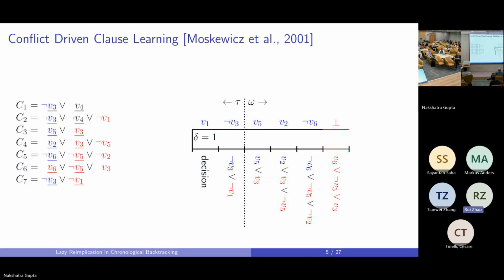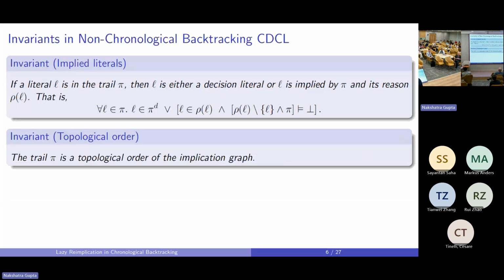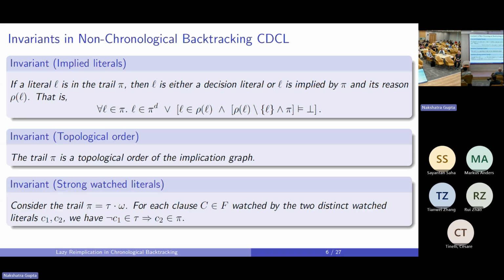Now, there are a few invariants that hold in SAT solvers, which are very useful. For example, the first one: you don't imply nonsense. So basically, if you imply a literal, it means that there is a clause that implies it. Second, the trail follows the topological order of the implication graph. This is relevant for conflict analysis, and we will get back to it a bit later. And lastly, this is the bread and butter of propagation: the strong watched literal invariant.